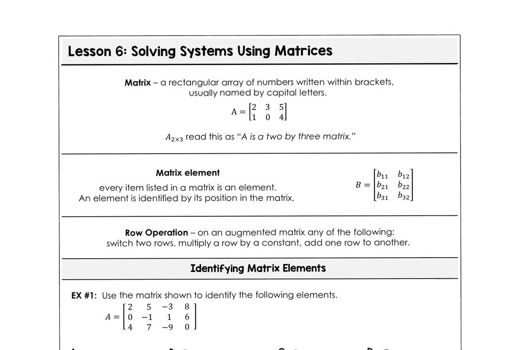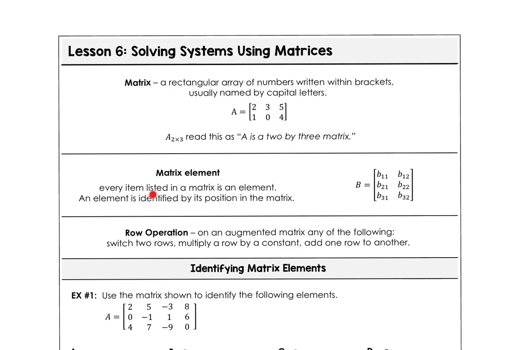In the final lesson for Unit 3, today we're going to solve systems by using matrices. A matrix, you might recall from Algebra 1, is a rectangular array of numbers that's written within brackets and usually named by using a capital letter. Here I have matrix A with the elements 2, 3, 5 in the first row and elements 1, 0, 4 in the second row. A is a 2 by 3 matrix. That's how you read this notation here.